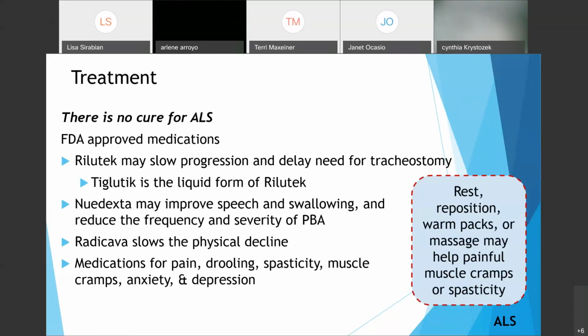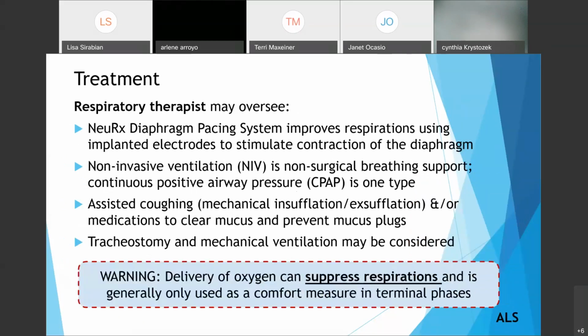There are also, of course, medications for the other symptoms: pain, drooling, spasticity, muscle cramps, anxiety, and depression. So, medications for those things, treatment for those things. We have on the side there that rest, reposition, warm packs, or massage may really be helpful with muscle cramps and spasticity. So, a big part of this is respiratory, trying to help this person continue to breathe effectively and clear their own secretions for as long as possible.